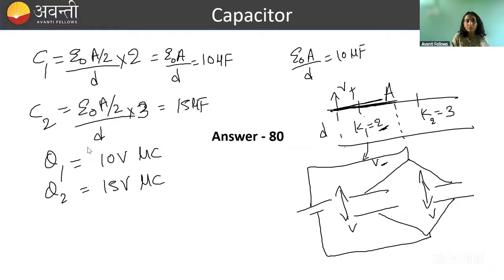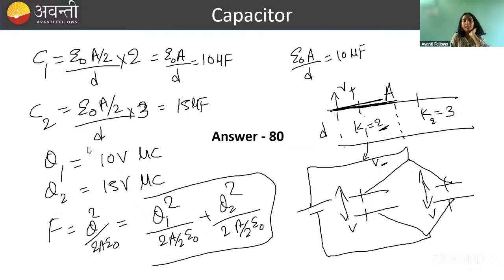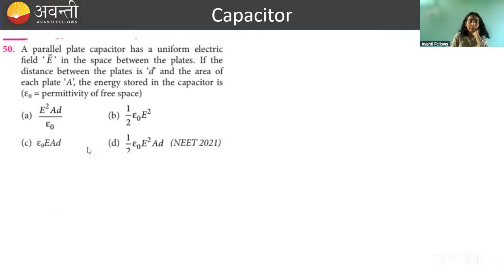So this is this. How do we find the force? The formula for force is Q squared by 2A epsilon naught. Okay? And here, force is acting between this and this, so we need to divide the area. That is why we wrote Q1 squared by 2 into A by 2 into epsilon naught plus Q2 squared by 2 into A by 2 into epsilon naught. Okay? We put in the values, calculated, and got the answer. Now let's move on with the next question.